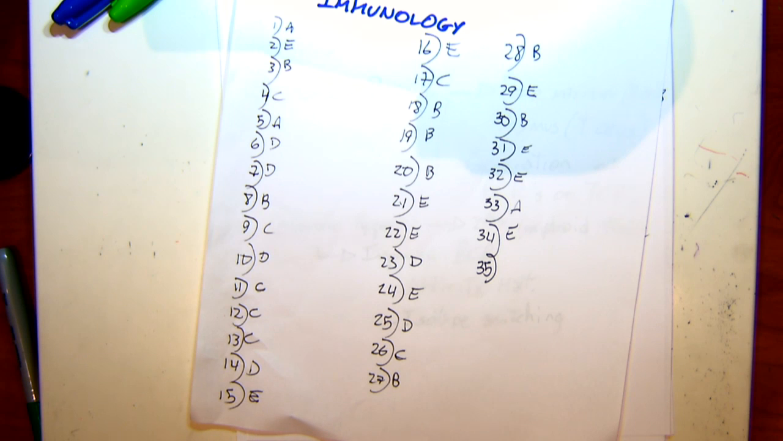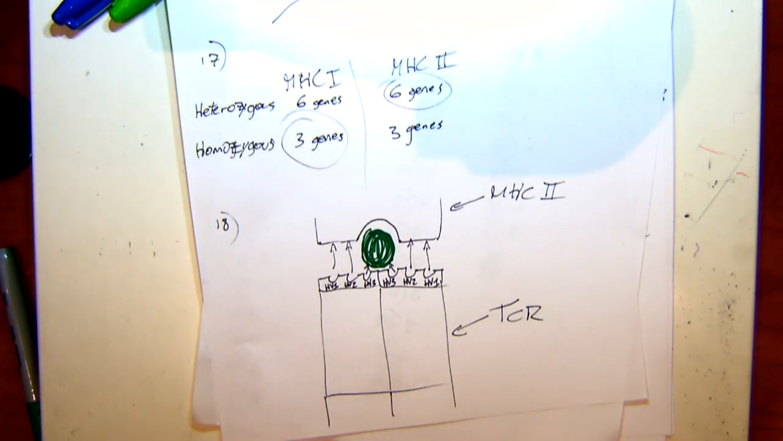So 35, we talked about this. It's asking about the positive selection process, and it says positive selection tests whether the blank and blank regions of the TCR combine to a blank. So I did the drawing around here. There it is. So the correct one is going to be CDR1 and 2 with your MHC.